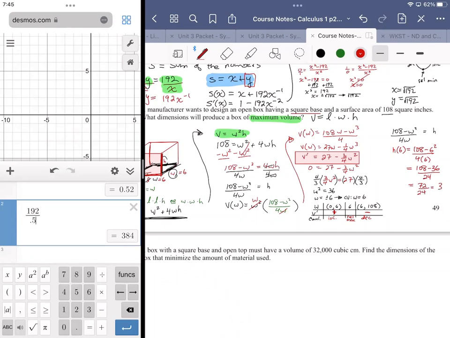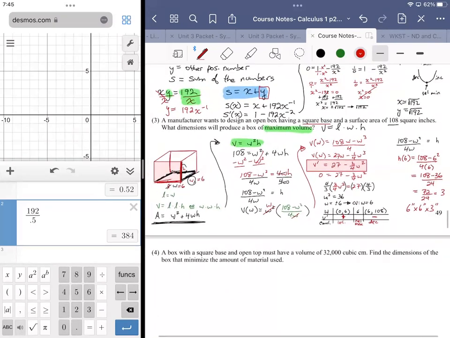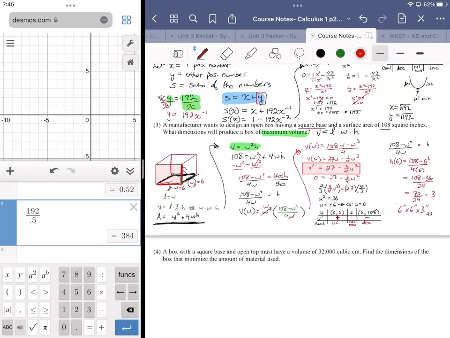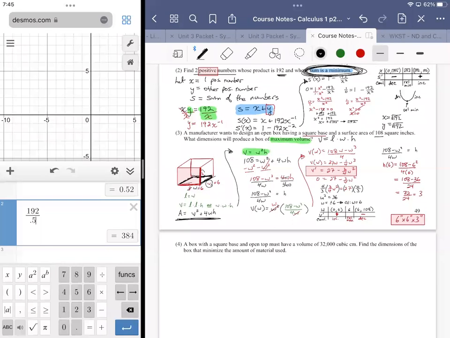So my dimensions: square inches for area, so the linear units of measure are inches. So the two base dimensions, length and width, 6 by 6. So 6 inches by 6 inches by 3 inches for the height. It only asks for what dimensions would produce a box of maximum volume, and these would, in fact, be the dimensions that get that. It's a pretty typical calculus question for optimization.